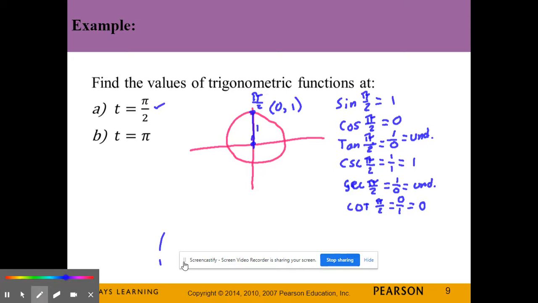Why don't you pause this, give it a try for pi. Remember where pi is, right? If the full revolution is 2 pi, half the revolution is at pi. So consider what that ordered pair is, and then just apply those x and y values into those 6 trigonometric functions. We'll pause it, give it a try, and then come back and check. I'll have the whole thing worked out, and then we can compare.